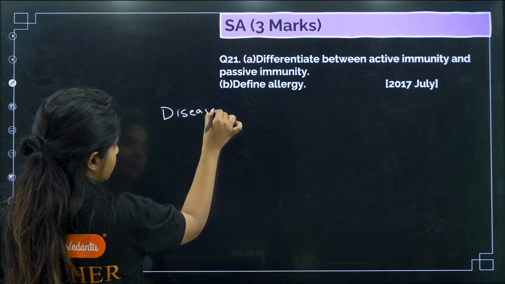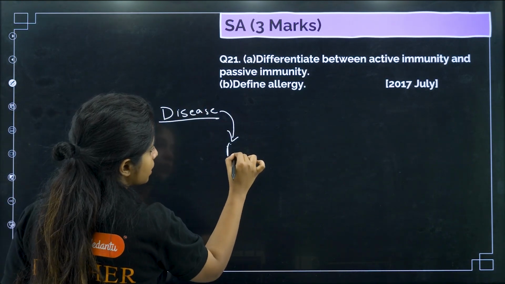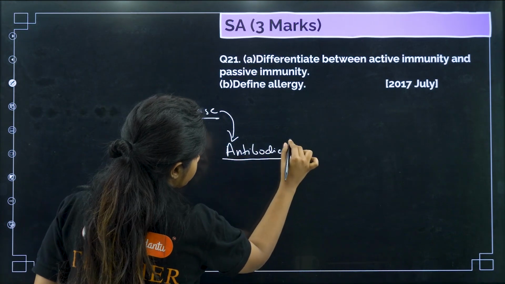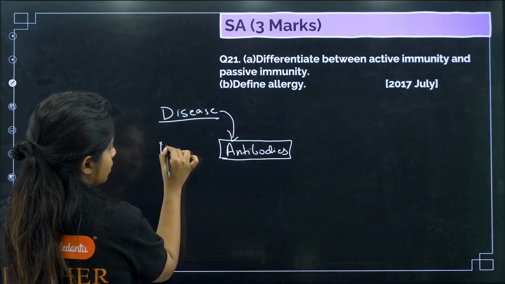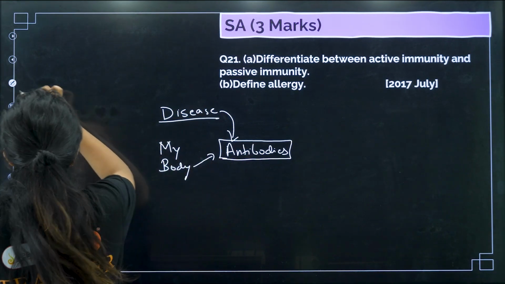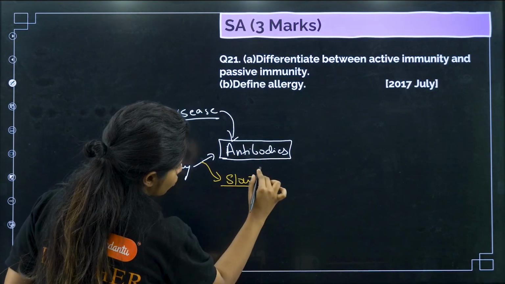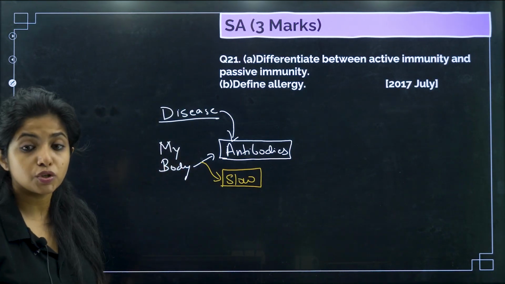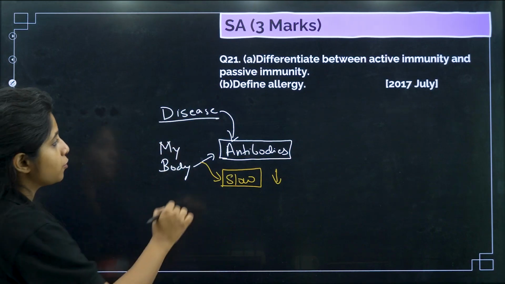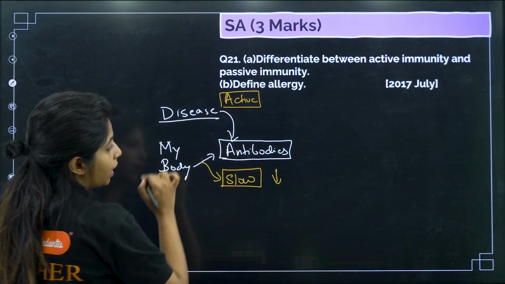For example, when I get a disease, my body will be producing antibodies. Okay, my body is doing that. I am writing, my body will be producing antibodies, but this process is going to be very slow. So this is a sad part of this particular thing. Okay, I am talking about active immunity, but there is a good part also.